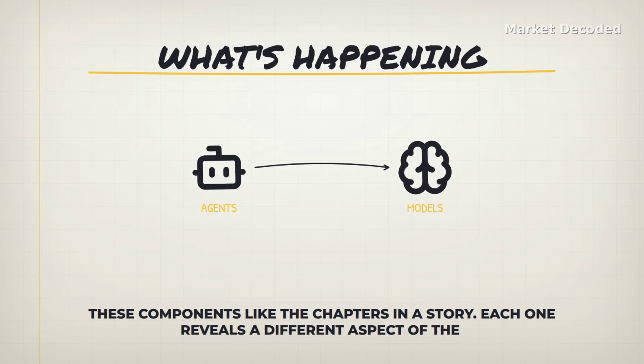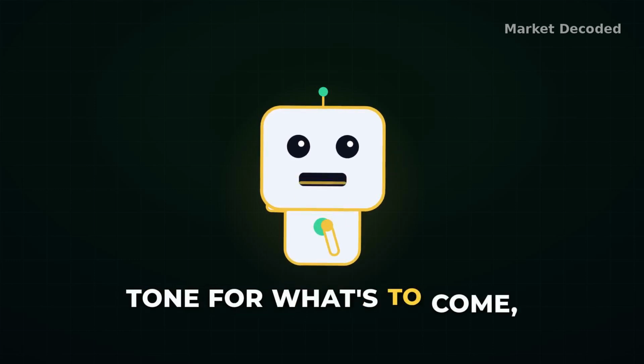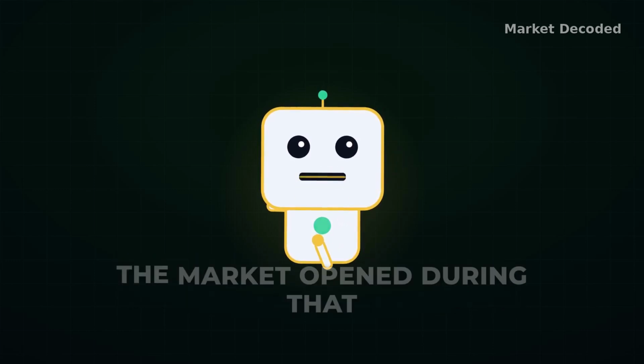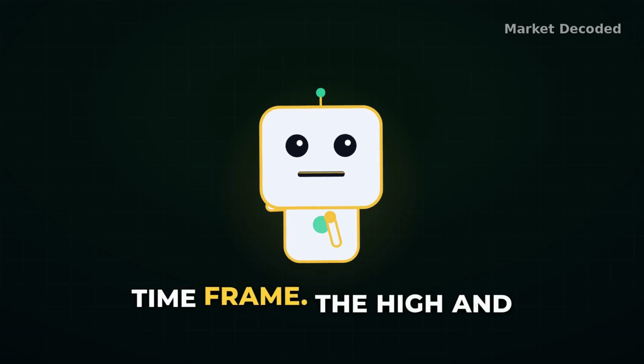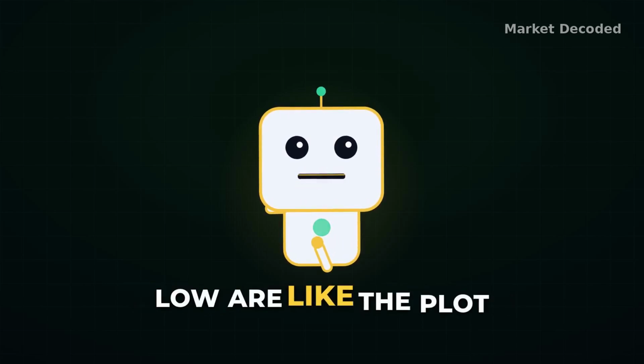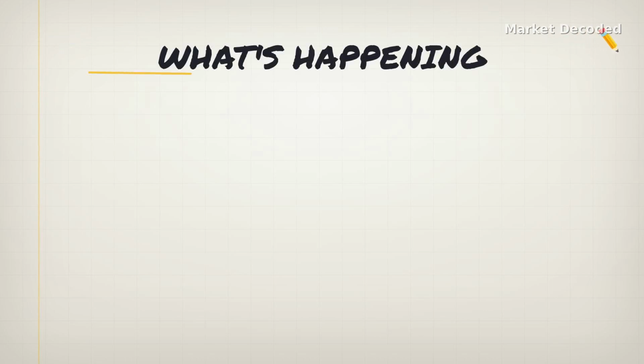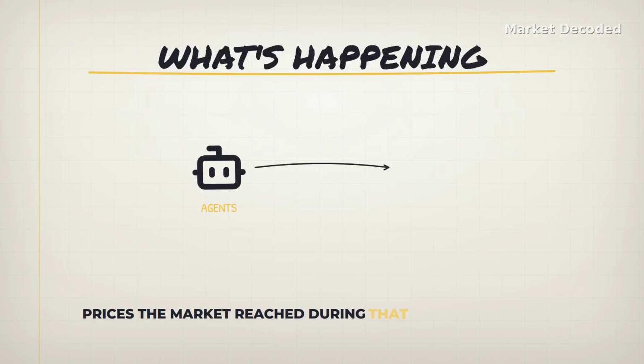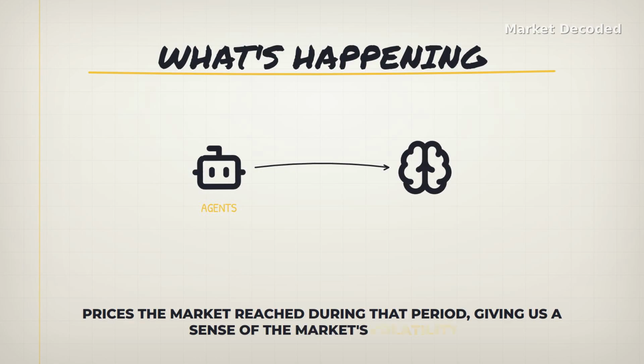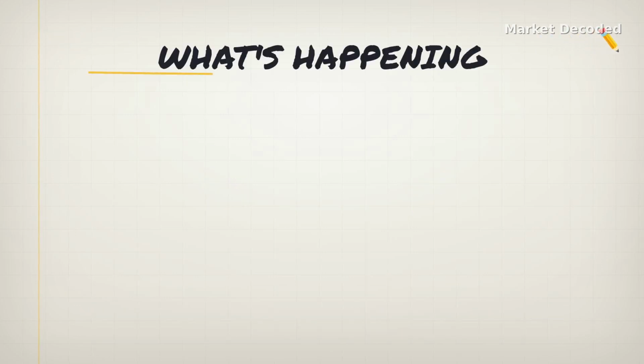The open is like the first page, setting the tone for what's to come, representing the price at which the market opened during that time frame. The high and low are like the plot twists, showing us the highest and lowest prices the market reached during that period, giving us a sense of the market's volatility. And the close is like the final chapter, wrapping up the story by showing us the price at which the market settled when the period ended.